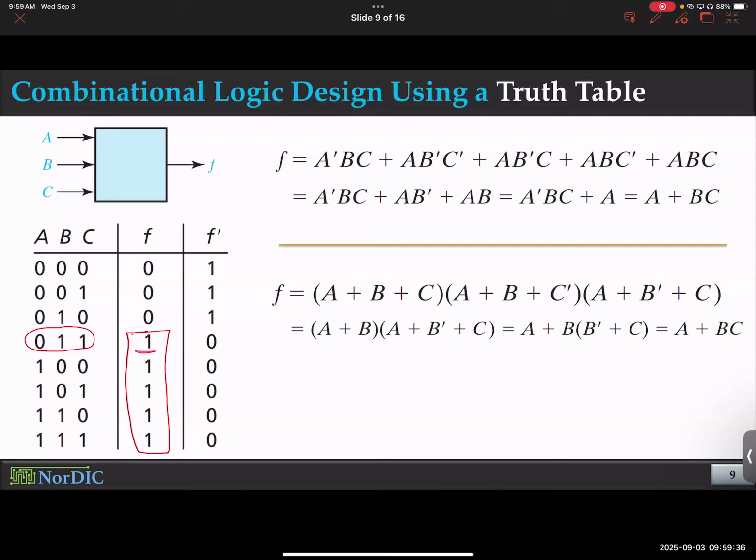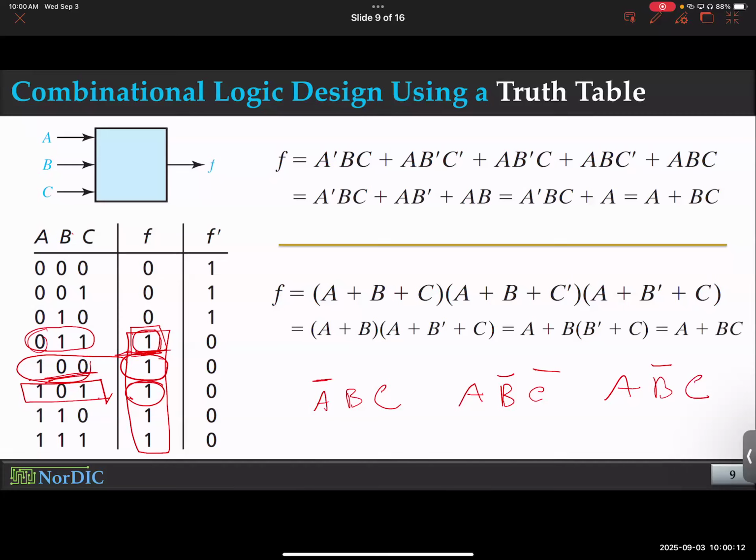So tell me, when will you have function output 1? If A becomes 0, B becomes 1, and C becomes 1. Does that make sense? This is one option. Or I could also have 1 if A becomes 1, B becomes 0, and C becomes 0. Do you see what I'm doing here? Or I could have output 1 if A becomes 1, B becomes 0, and C becomes 1.